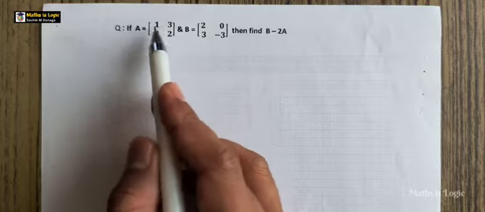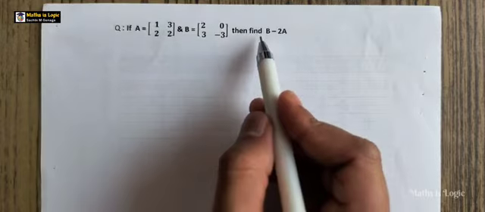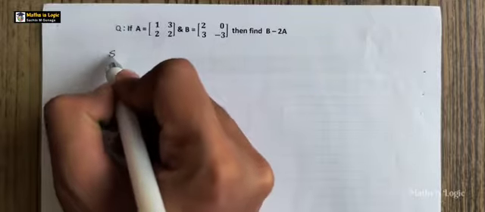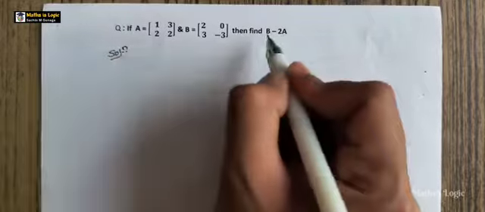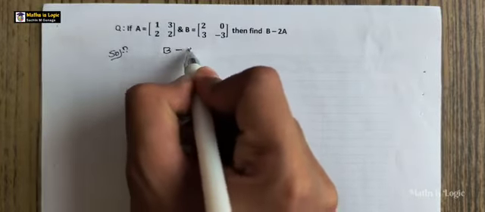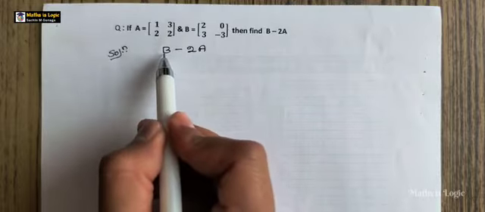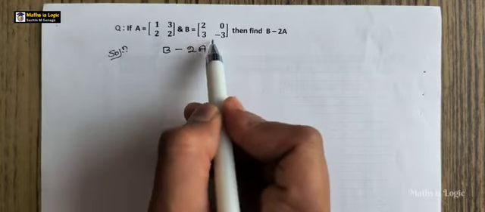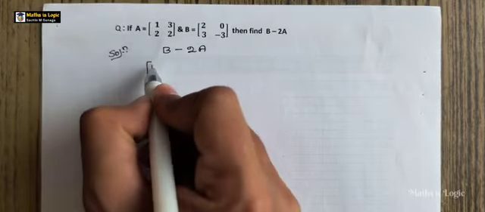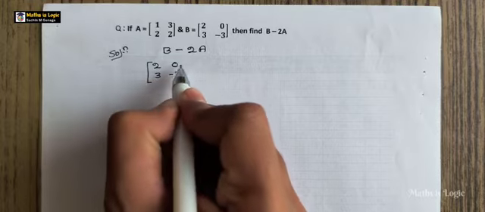A is equal to 1 3 2 2, B is equal to 2 0 3 minus 3. Here we need to find B minus 2A. Solution, we need to find B minus 2A, so note down that first, B minus 2A. But here which one is the first matrix? B, that's why mention B matrix first. So 2 0 3 minus 3.